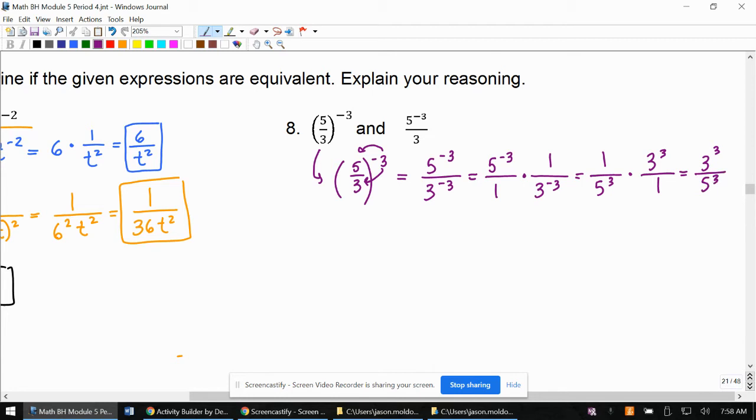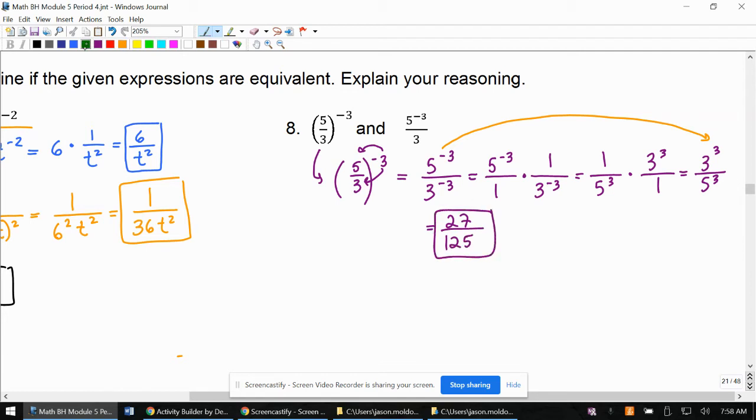Now, that is a lot of work. I normally don't do that, but I want to prove to you that this was allowed, that I can move each part on its own. And so in the future, I'll probably just go from there to there. All right, and then 3 cubed is 27, and 5 cubed is 125.